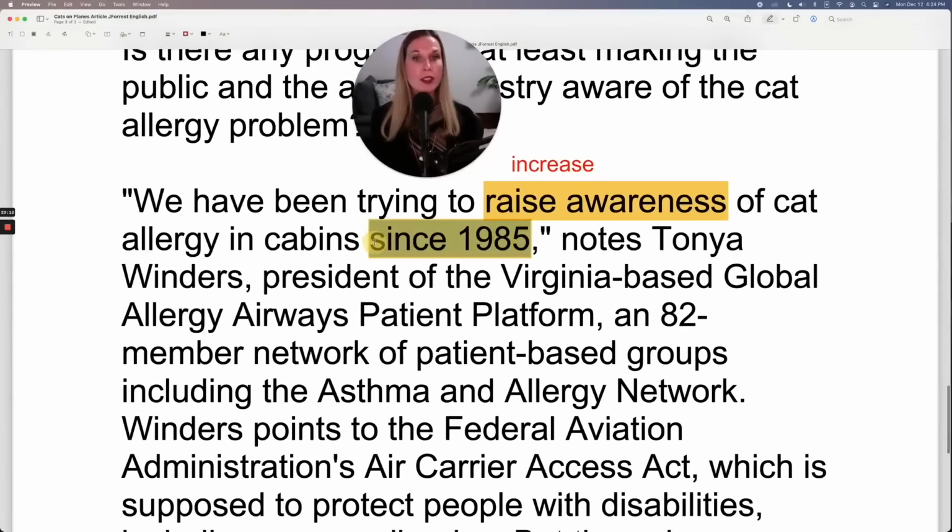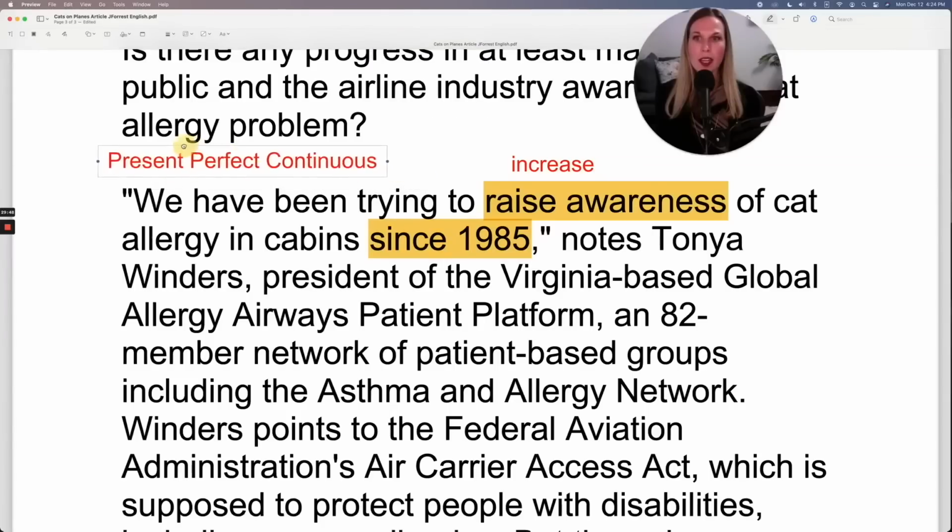Now notice we have since 1985, and when I see the word since, I can look back and I already know that my sentence is going to be in the present perfect. Now, what verb tense do we have here? We have been trying. We've been trying. This is the present perfect continuous, and it shows an action that started in the past and continues until now.